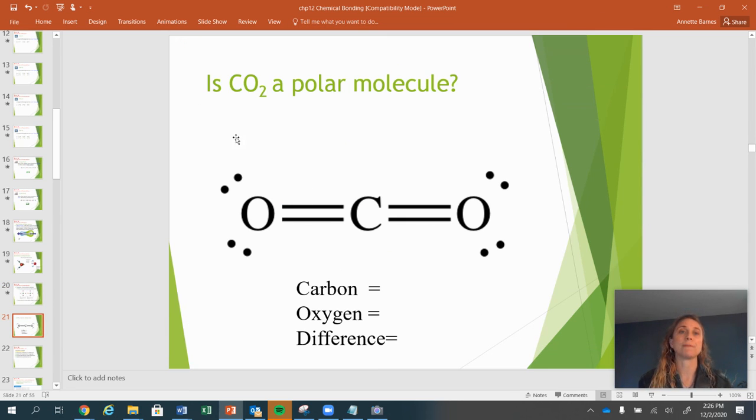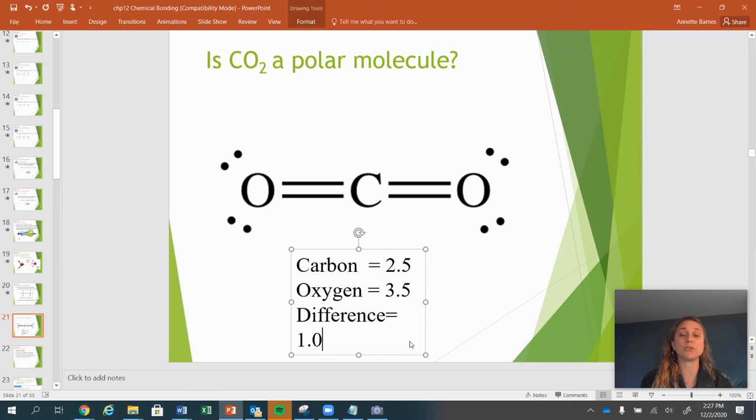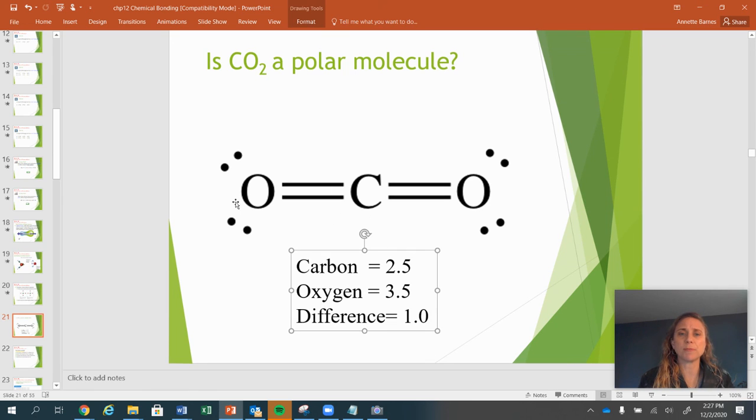It has a dipole moment. Okay, is CO2 a polar molecule? Between the carbon and the oxygen, the bonds are polar. I'll tell you what: carbon has a 2.5 electronegativity, and oxygen is a 3.5, so the difference is 1. We do have a difference in electronegativity, but as you can see, carbon and oxygen are all symmetrical.